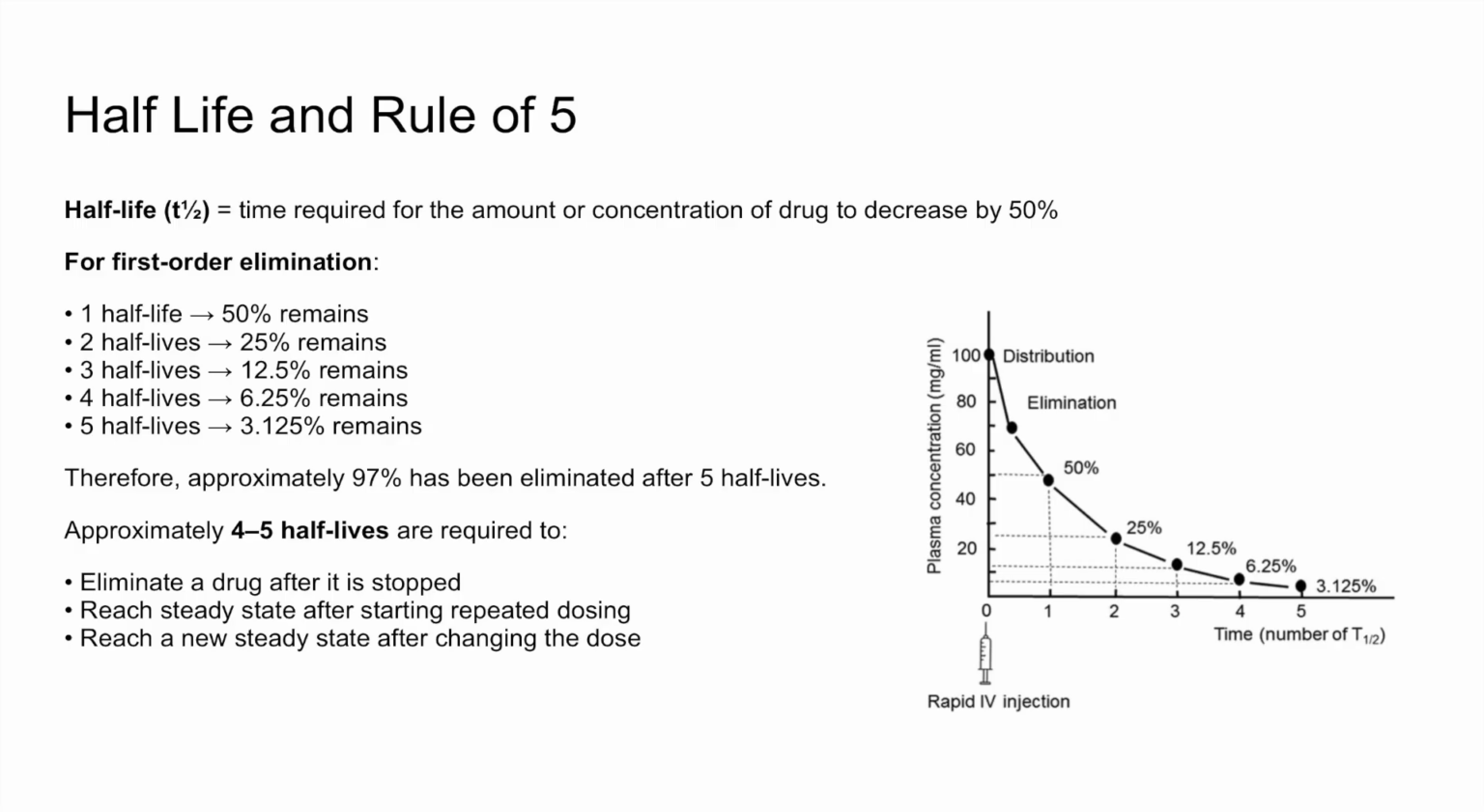The same rule applies in the opposite direction during repeated dosing. It takes approximately 4 to 5 half-lives to approach a steady state, regardless of the dose. So it also takes 4 to 5 half-lives to approach a new steady state after dosing changes. So a loading dose can reach target concentrations immediately, but it does not shorten the time required for the underlying elimination process to reach steady state.